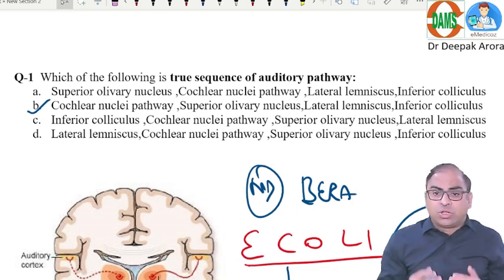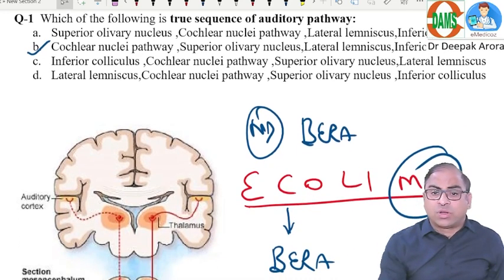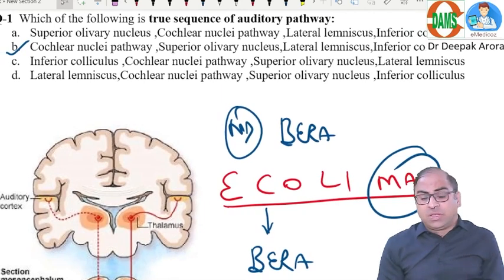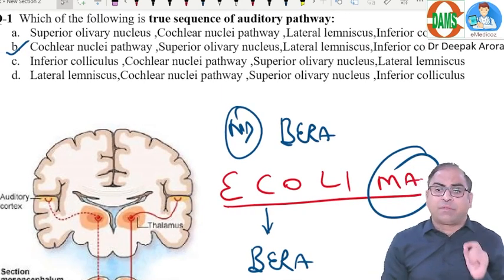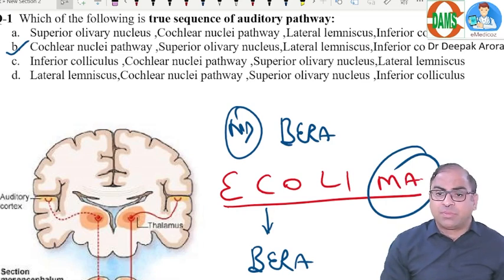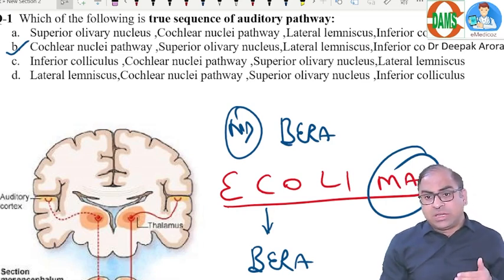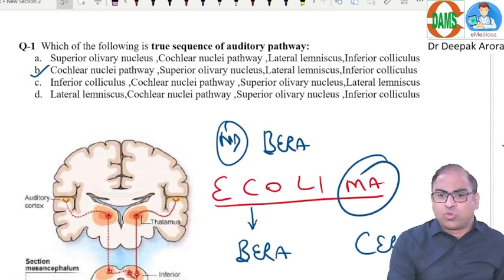Now let us discuss the other options. Superior olivary complex. What is the importance of this superior olivary complex? It is the highest center for stapedial reflex. So in your next upcoming INICET, they can ask you which is the highest center for stapedial reflex. The answer will be superior olivary complex.